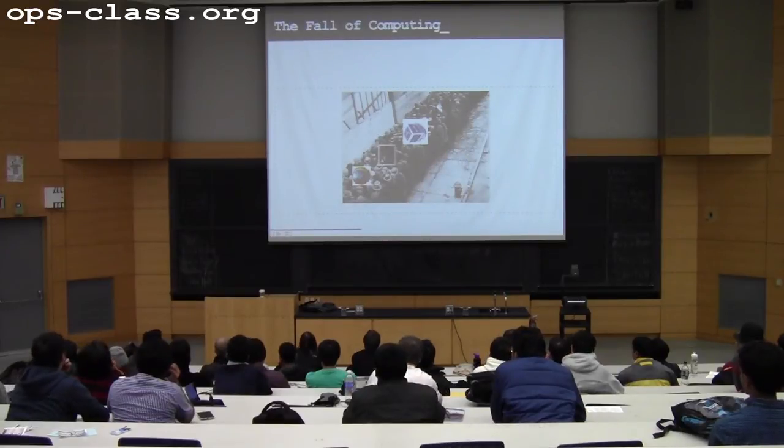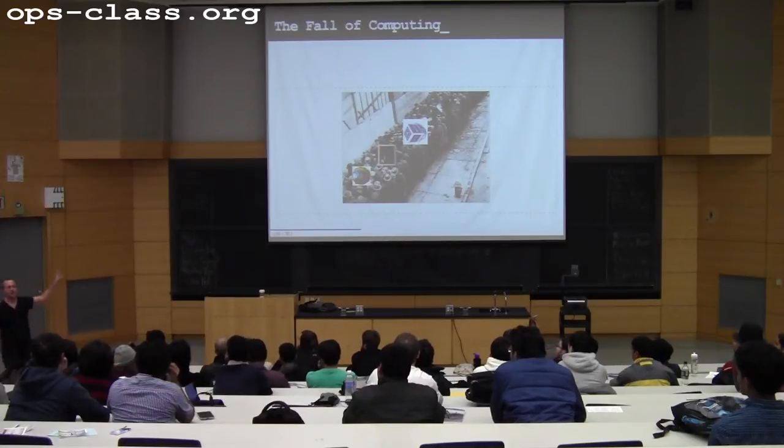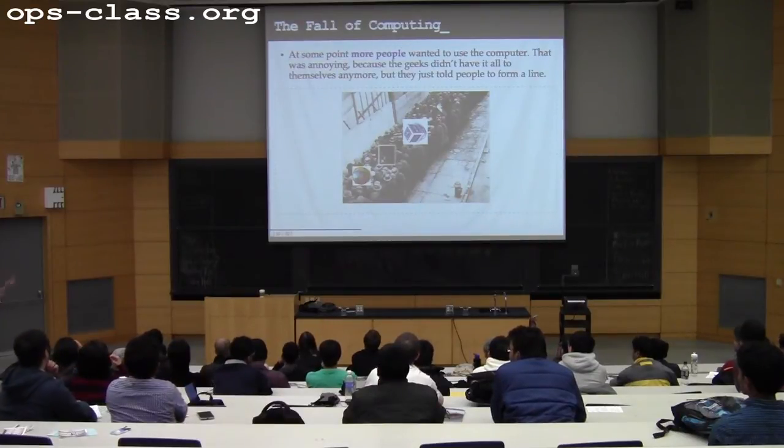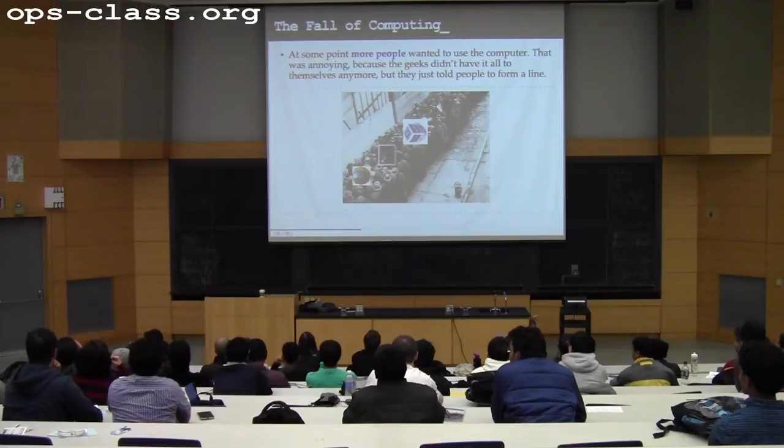But at some point, more people wanted to use the computer, right? And this was sort of a problem. For a while, I was locked in the closet with the computer, and it was all mine. I could do whatever I want. And then people figured out these things were interesting, and more people wanted to use them. But for a while, what we did in order to satisfy these people is we just put their jobs in a queue, right?